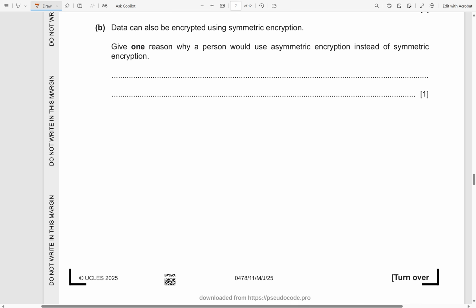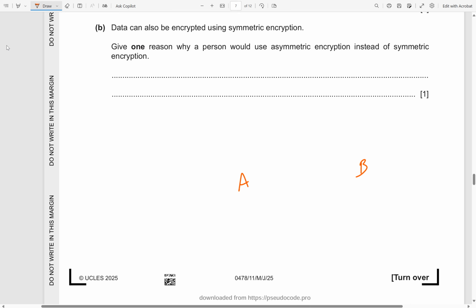Data can also be encrypted using symmetric encryption. Give one reason why a person would use asymmetric encryption instead of symmetric encryption. So this is what we said. Basically, asymmetric encryption is more secure because we don't have the issue of having to transfer the key.